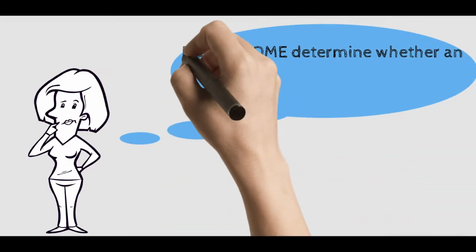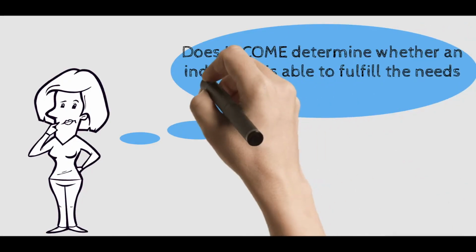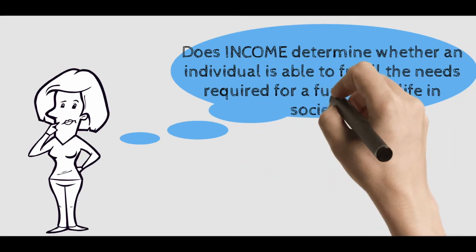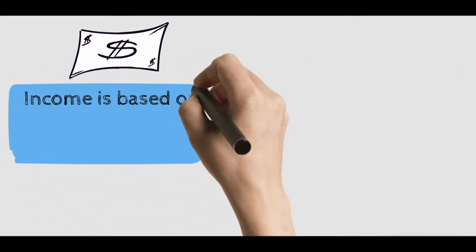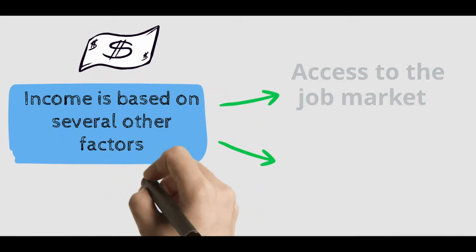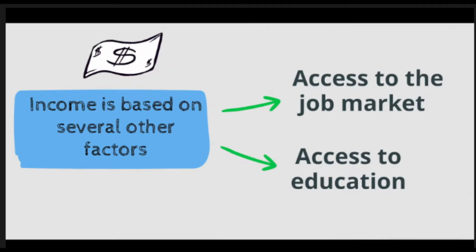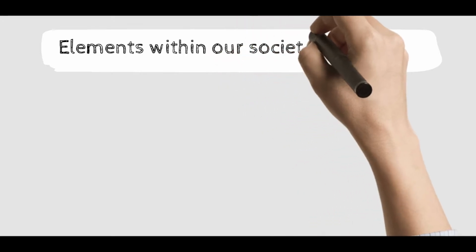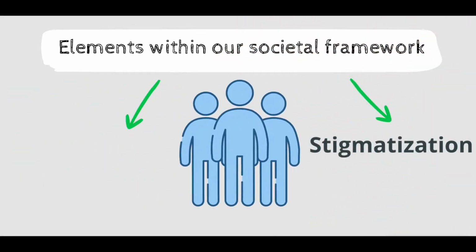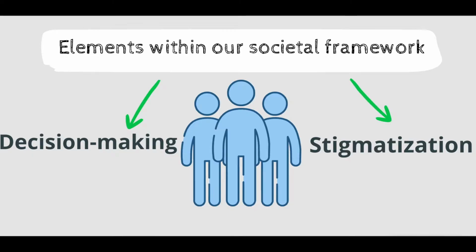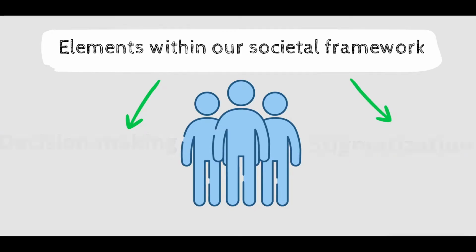One assumption that stems from these definitions is the idea that income determines whether an individual is able to fulfill the needs required for a functional life in society. While it may be useful to quantify levels of poverty using income, it is important to remember that income alone is based on several other factors. For instance, having an adequate income means being able to have access to the job market, which may require having access to education beforehand. Therefore, we need to look at the elements within our societal framework, such as decision-making and stigmatization, if we are to get a more involved look into what may be trapping people in poverty.